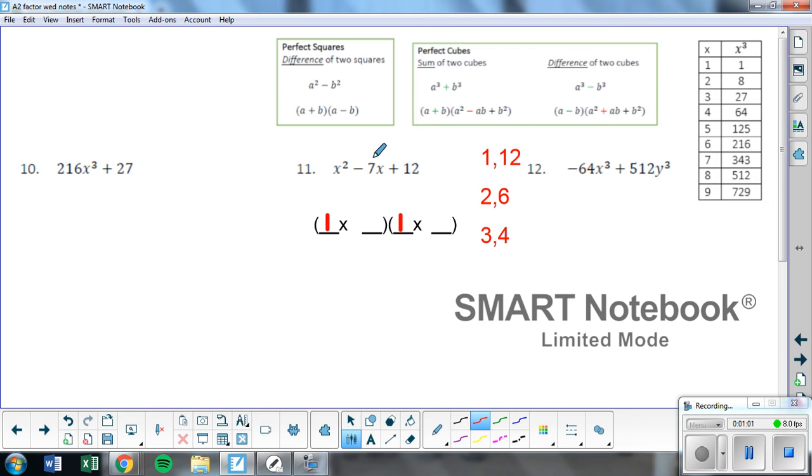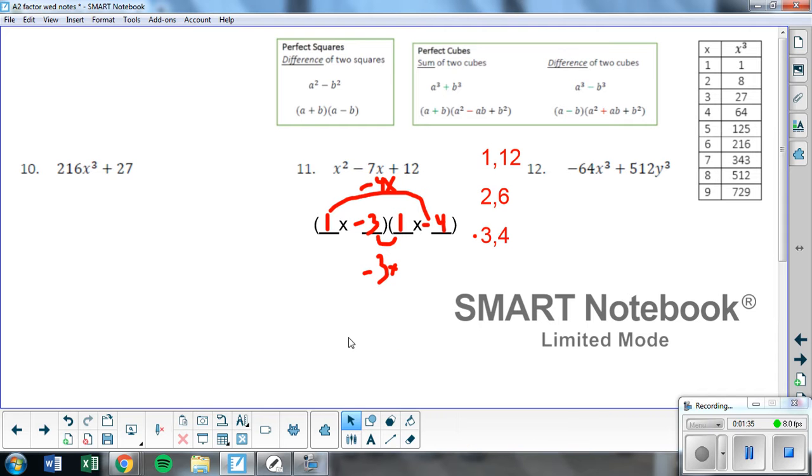I'm trying to get a -7 out of these, so let's try 3 and 4. And when I draw my outermost arrow, 1x times 4 is 4x. The innermost arrow is 3x. 3x and 4x could get a -7 if they're both negative. And then you want to remember to check the last term again. Do I get a positive 12? -3 times -4. Yep, that gives me a positive 12. So my answer is x minus 3 times x minus 4.